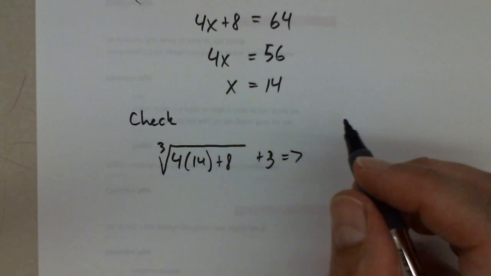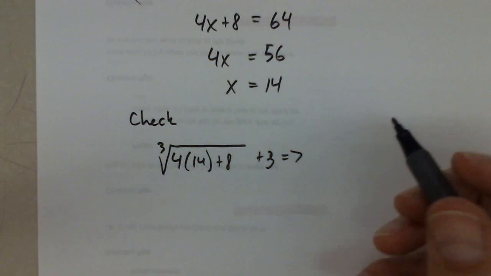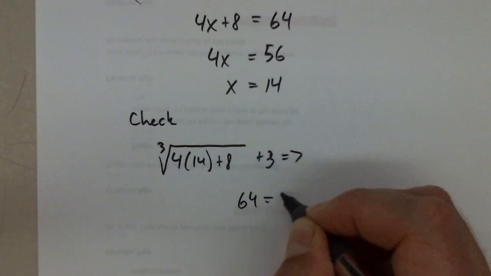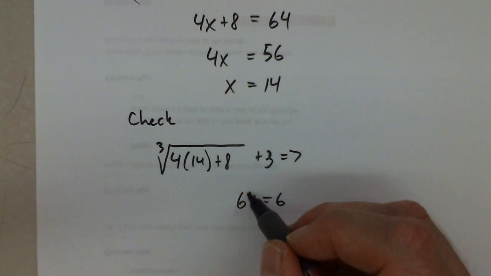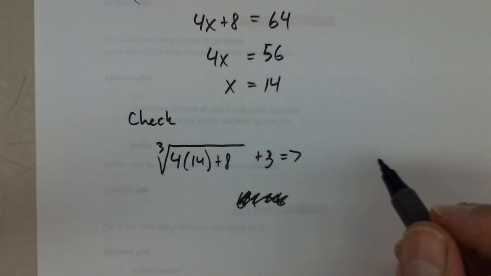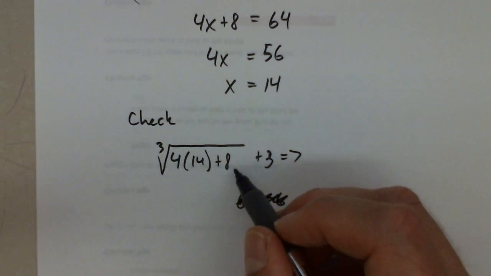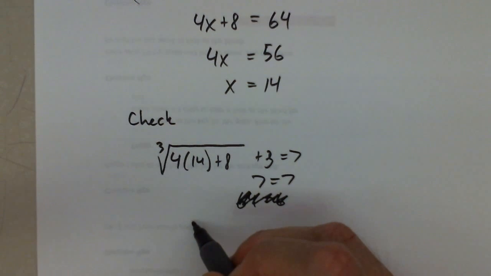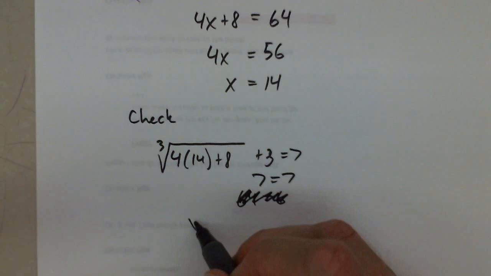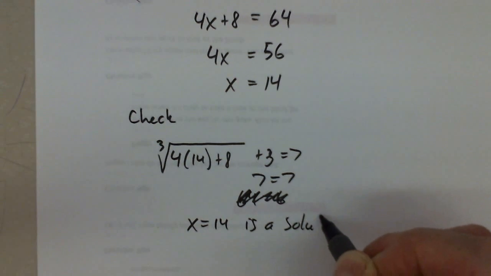And we end up with 64 equals 60. We have to evaluate that side, ends up equaling 7, so it's a solution. X equals 14 is a solution.